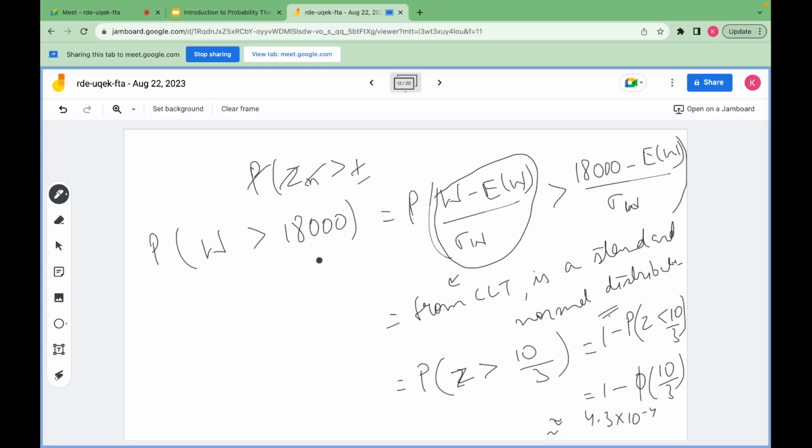So this is the way in which we can use the central limit theorem concepts for a real application. So the probability that the sum of the weights of all the men on board will exceed 18,000 pounds is 4.3 into 10 to the power minus 4, which is very low. Okay, I hope this is clear.